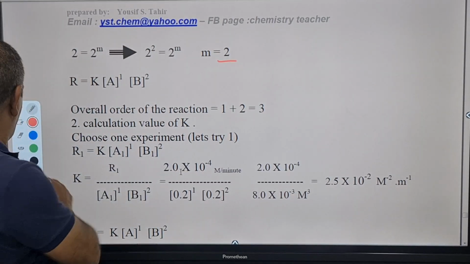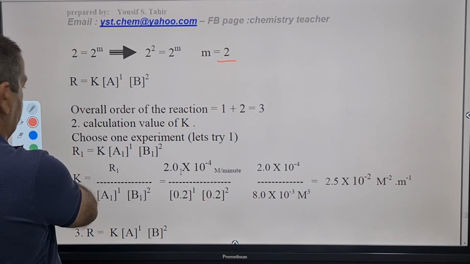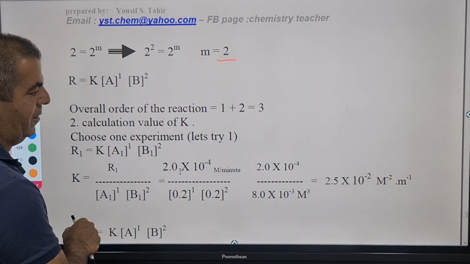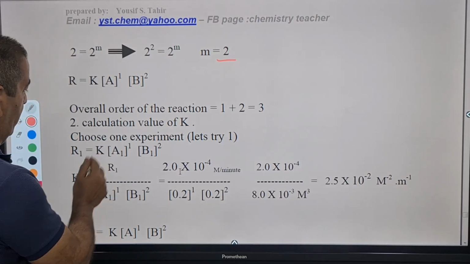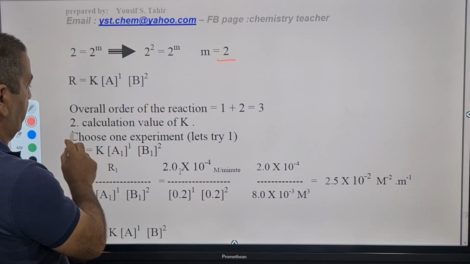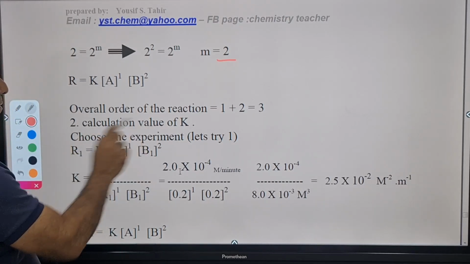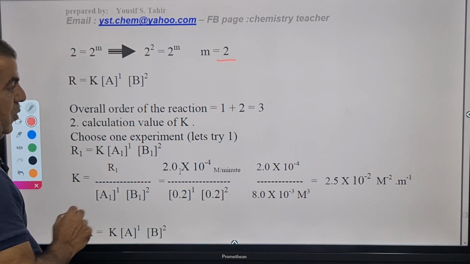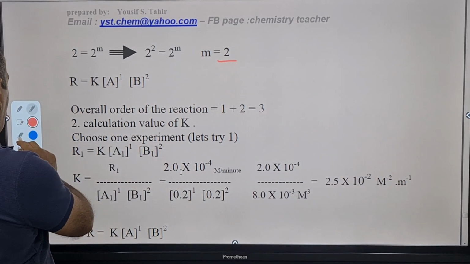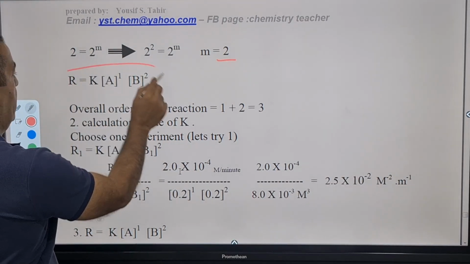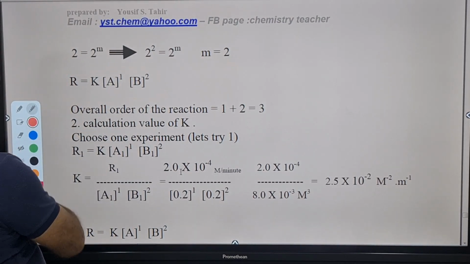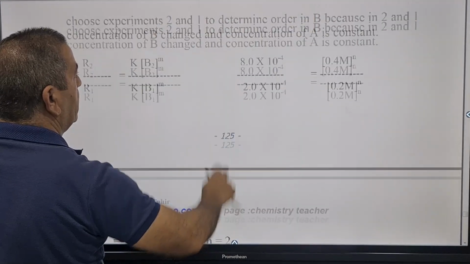Let's have one more example and finish this mini lecture. Okay, what about the unit of K? The unit of K. Okay, how can we find K? Overall order, we have it. Second, calculate the value of K. Value of K, because we have the rate law. Okay, this is the rate law. We can use it and use one experiment. Let's see the experiments here.